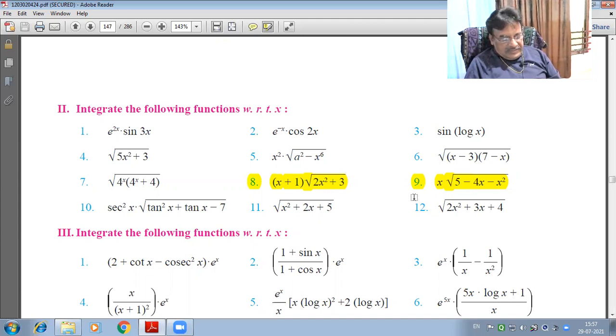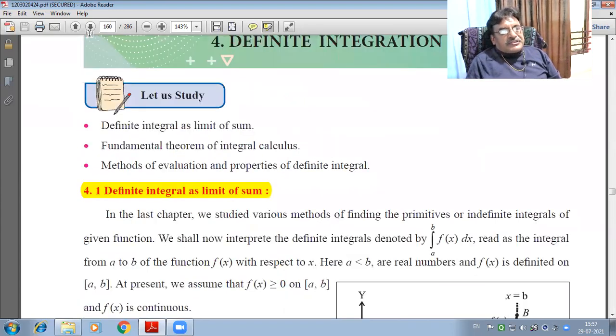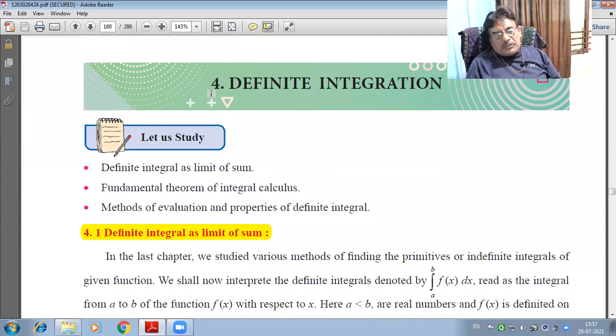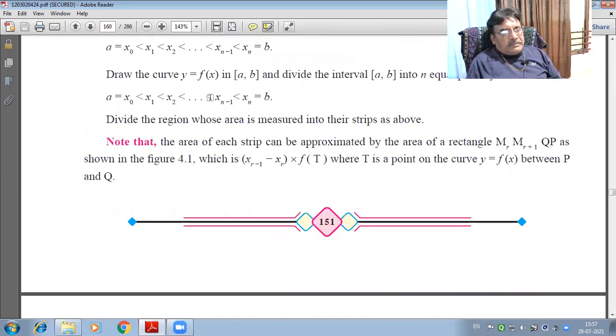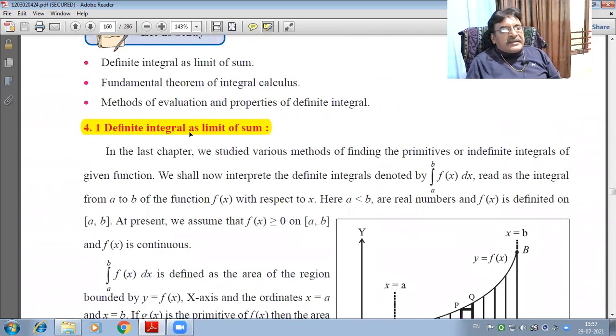Next, definite integration. In definite integration, fourth chapter, on page number 151, definite integral as a limit of sum is completely deleted.